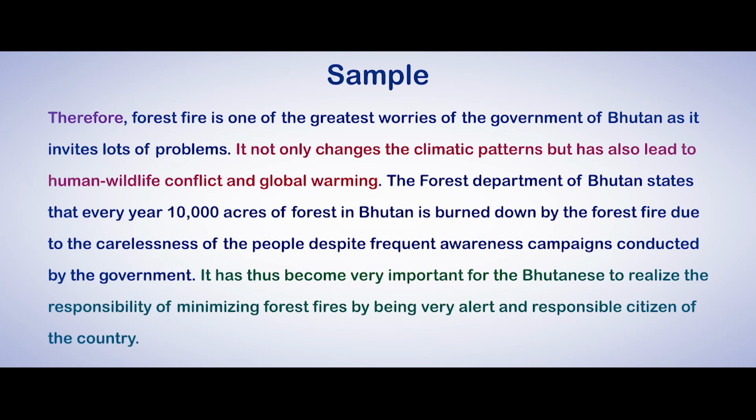So with this is the sample that we have again on the forest fire. Remember, we know the thesis very well. We went through those body paragraphs as well. So I hope you will be able to follow the concluding paragraph that the child has written here. Let's see how she starts. She says therefore. Words like therefore and thus help us to summarize, and this is exactly what she is doing. She says, therefore forest fire is one of the greatest worries of the government of Bhutan as it invites a lot of problems. It not only changes the climatic patterns but has also led to human wildlife conflict and global warming.